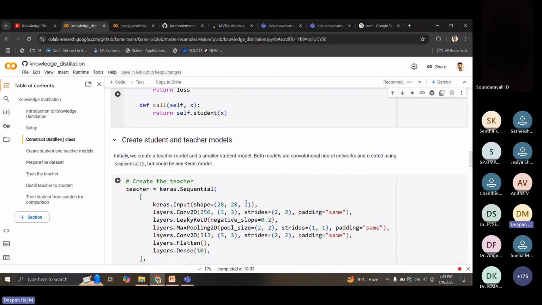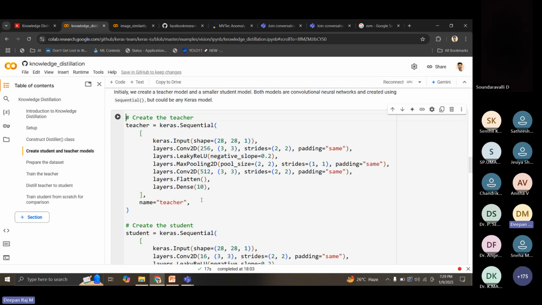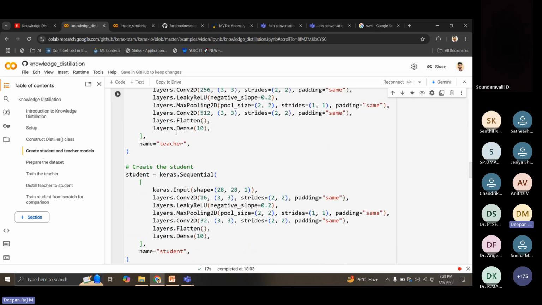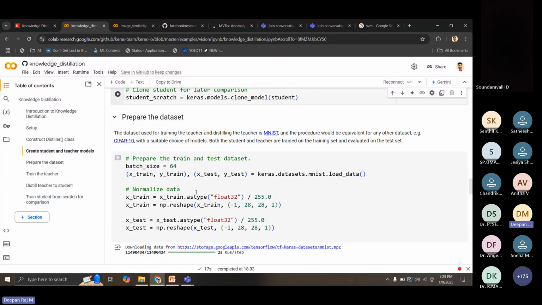Now I create a teacher network, with some convolution layers and max pooling layers, and I create a student network. If you see, both networks have the same layers. The only difference is the number of neurons: here it is 256 and there it is 16, here it is 512 and there it is 32. That means the student has far fewer feature maps to consider, while the teacher has many feature maps to work with.